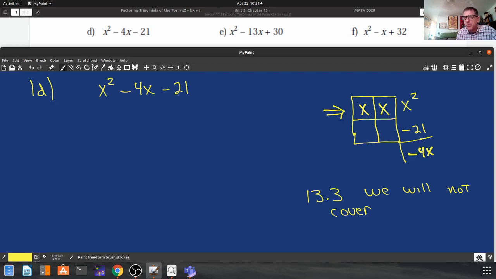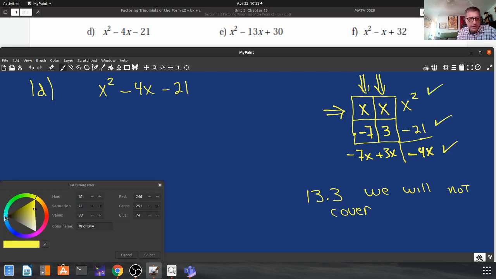So of those two numbers, the larger of the two is going to be negative. So I'm going to try the obvious, minus 7 times 3. Minus 7 times 3, the larger of the two, I put the negative sign on. And minus 7 times 3 is minus 21. So now let's go the multiplication down. Minus 7x plus 3x, and minus 7x plus 3x is indeed minus 4x. So I have my factorization.